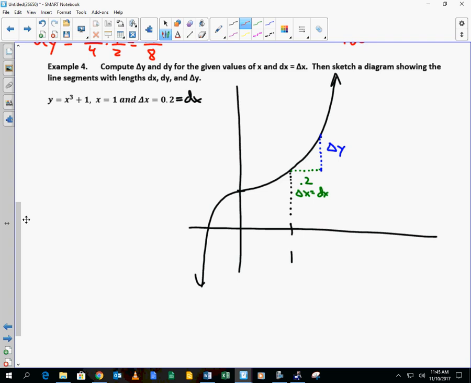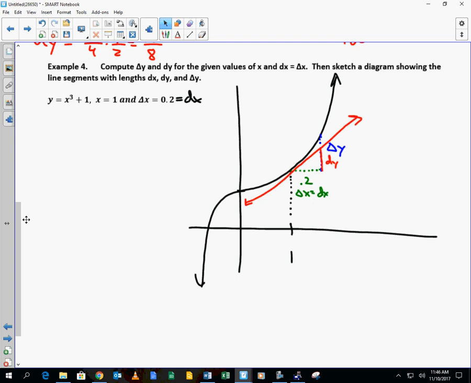So suppose it would be challenging for us to actually compute what that delta y was. And instead of computing delta y, we wanted to compute dy. That would be that segment. So which is going to be bigger, dy or delta y? Delta y is bigger. So dy is going to be an underestimation. Okay? So some people had questions about overestimations and underestimations.